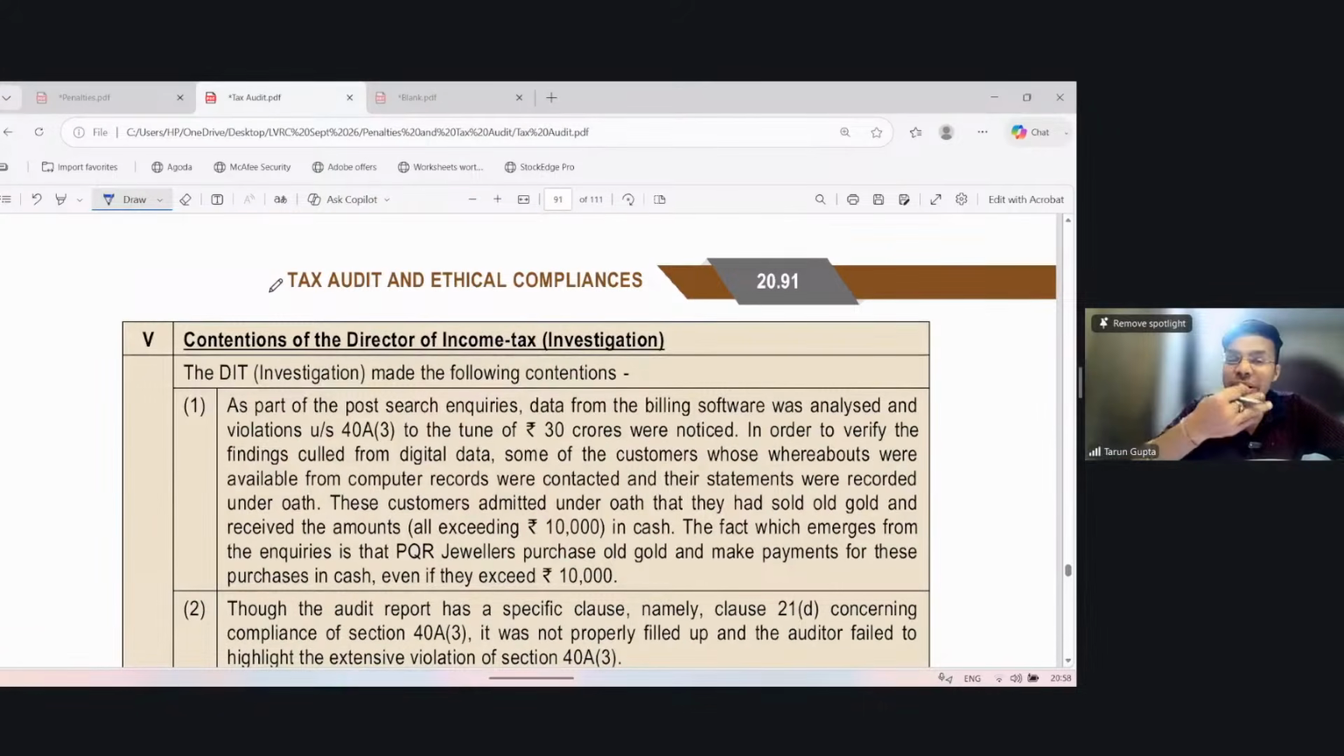The investigation department said that as part of post-search inquiry, data from billing software was analyzed and 40A(3) violation was seen to the tune of 30 crore. And the department has also approached the customers, and customers admitted on oath that they have sold the old gold to the assessee for an amount in cash.